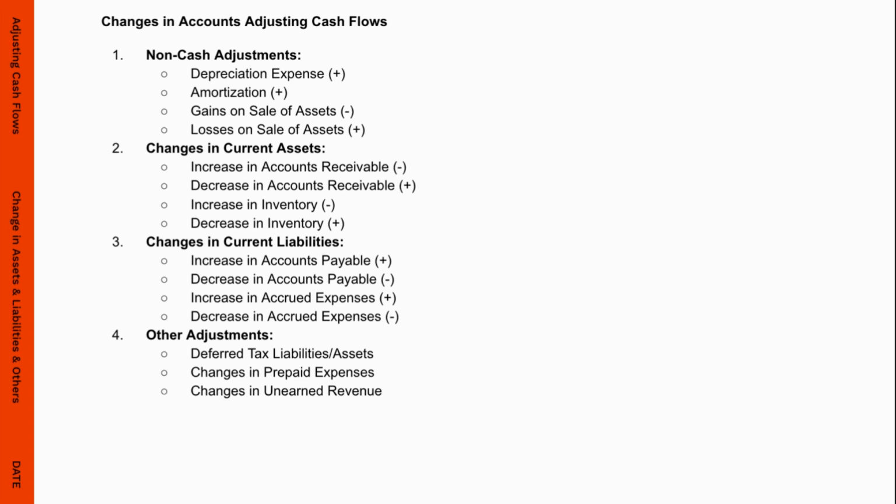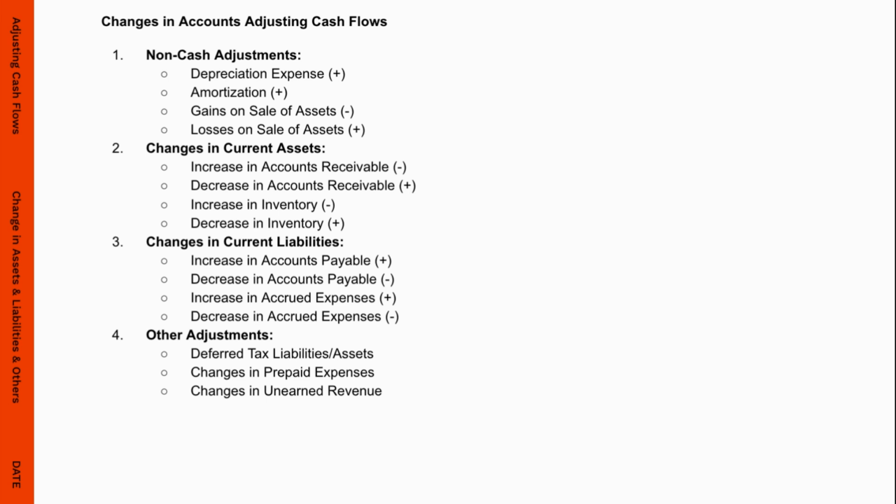Take a step back and think of an example that will help you recognize why something is being added or subtracted. A decrease in accounts payable, subtracted. An increase in accrued expenses, added. A decrease in accrued expenses, subtracted. Other adjustments could be deferred tax liabilities or assets, changes in prepaid expenses, and changes in unearned revenue, if the question goes deeper into the indirect method.